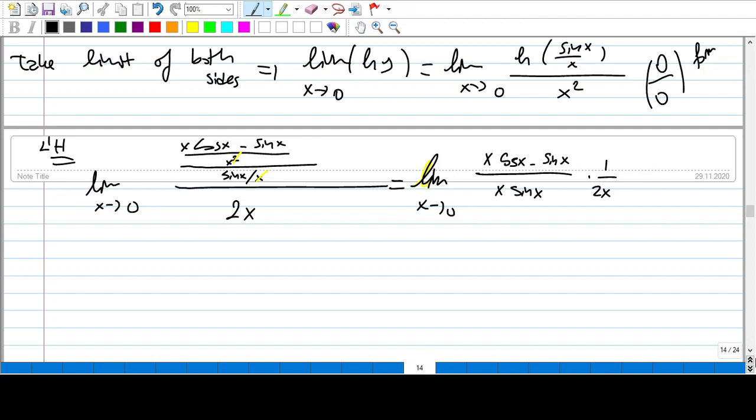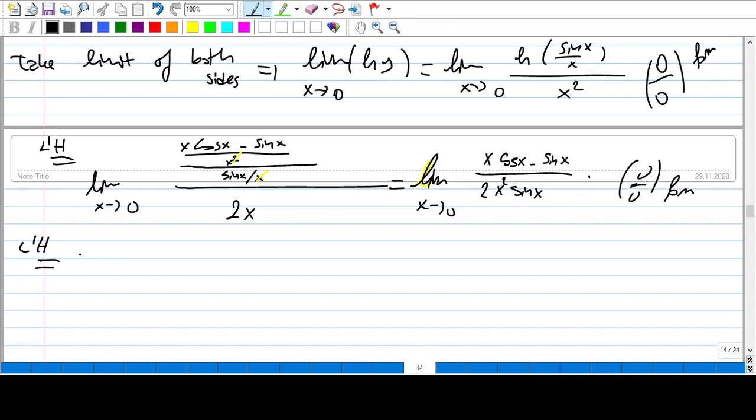Then what do we have? No, it doesn't make sense. Writing 2x doesn't make sense, so maybe we can keep it as 2 times x squared. Now if you put x is 0, what do we have? 0 minus 0, 0, so it is again 0 over 0 form. It is better to apply L'Hopital one more time.